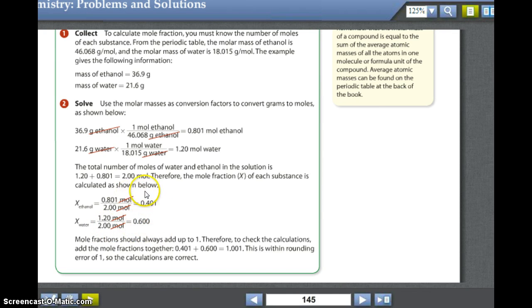When you add these up, what should it equal? It should equal 1. And that's what it equals, 1.001. That's close enough. It's within rounding. If you think about money, that would be less than a penny, so no big deal.